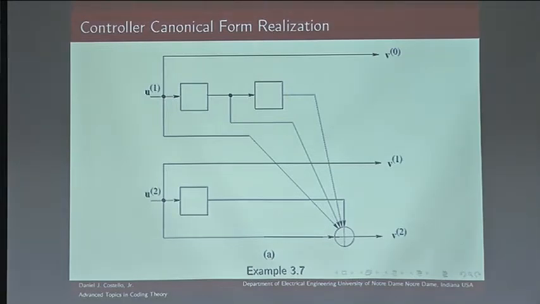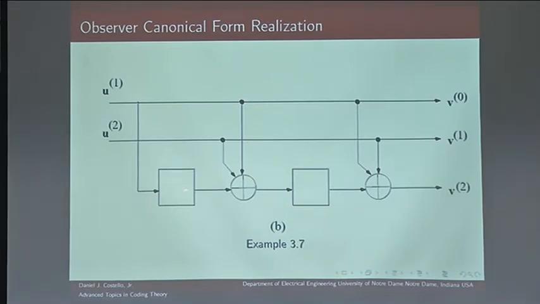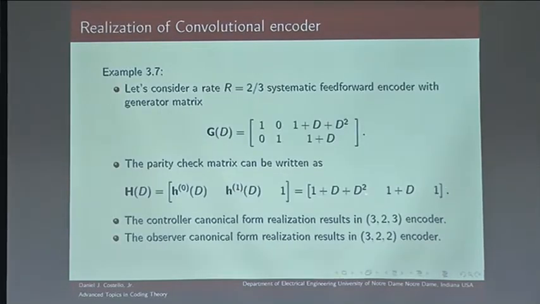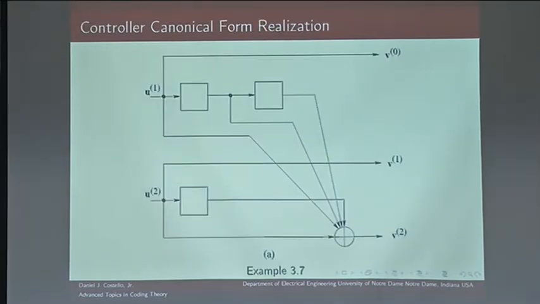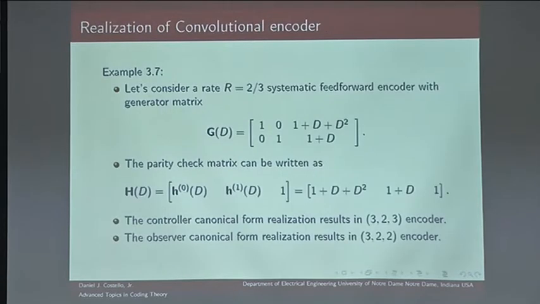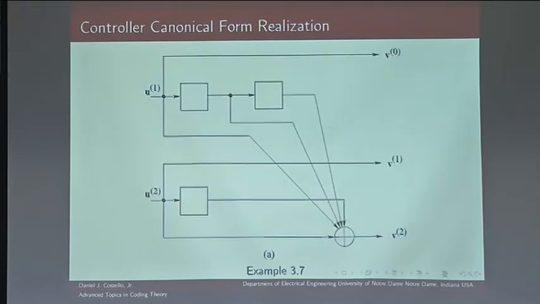Okay. If you use observer canonical form, you get it this way, with 4 states. And the connections, you can read this right off the parity check matrix. The first set of connections are 1 plus d squared. This determines the first output sequence. 1 plus d determines the second output sequence. Well, no, I said that backwards. This is the third output sequence, the second, and the systematic is the first.